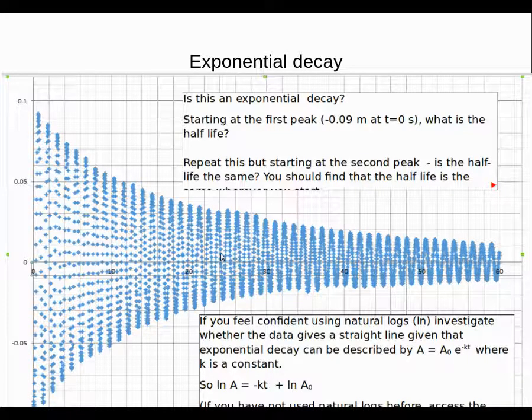So just for now, if you could look at the half-life and see if you can work out whether the half-life is constant. Pause the video, and when you've done that, we'll carry on.